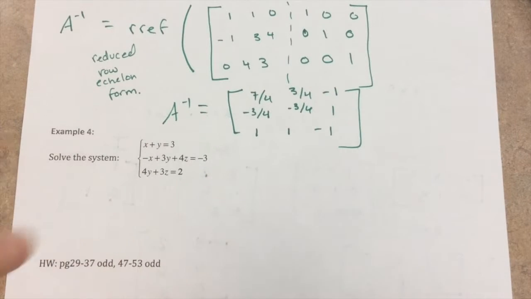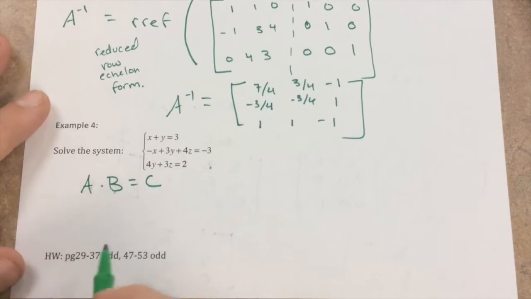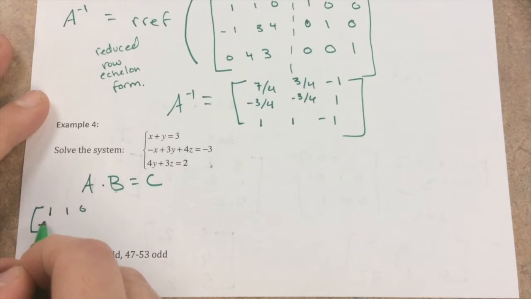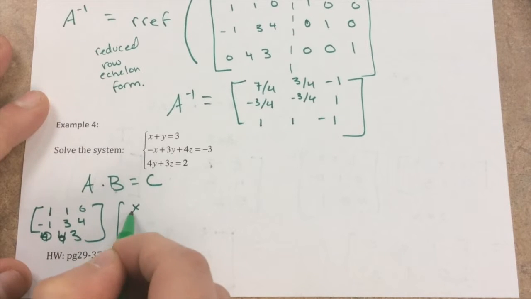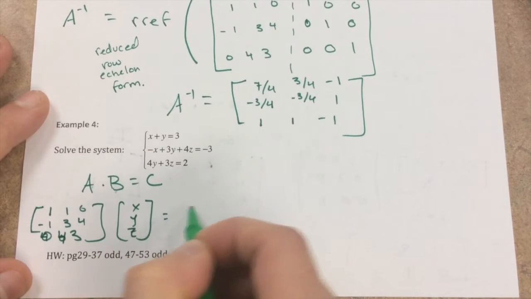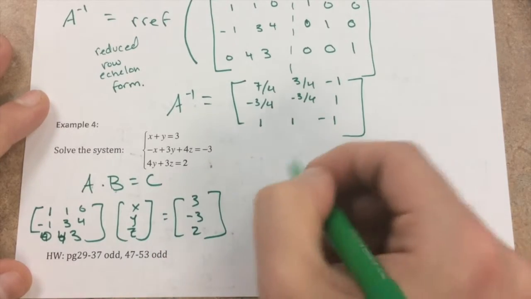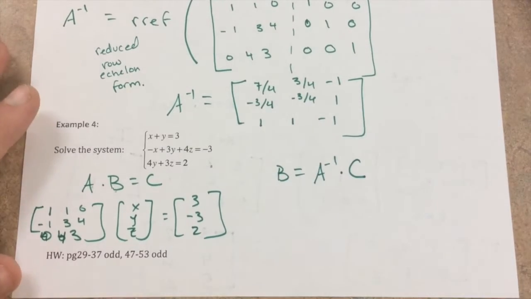And then this gets back to our point of why this is useful. Well, remember when we first started, we said A times B equals C. Then we wrote our augmented matrices. So we wrote 1, 1, 0, negative 1, 3, 4, 4, 0, 0, 4, 3. We wrote our X, Y, Z, and then we wrote equals our C, which is 3, negative 3, 2. And then we did B equals A inverse times C, and that gave us our solution.